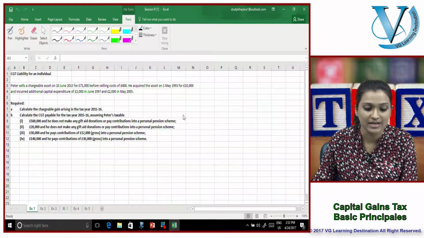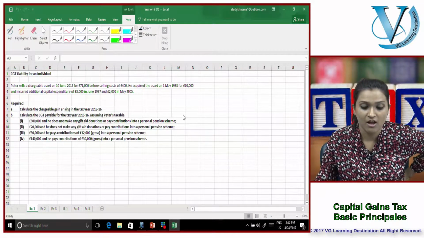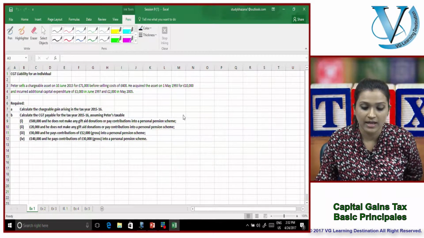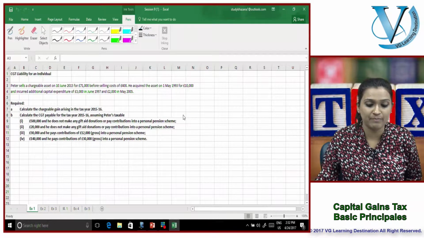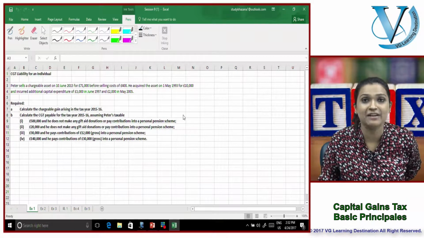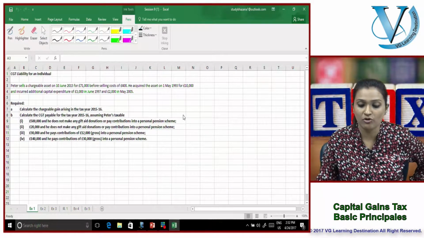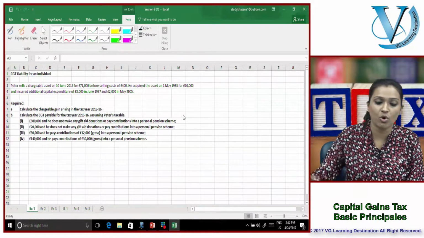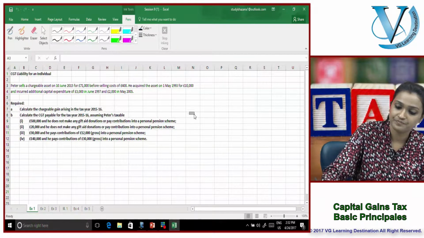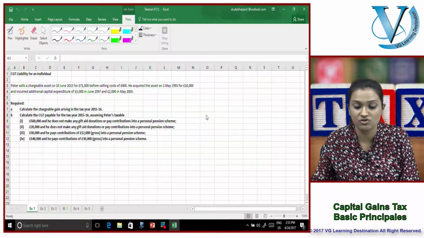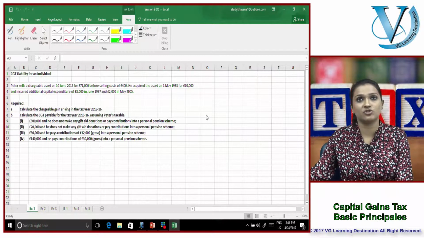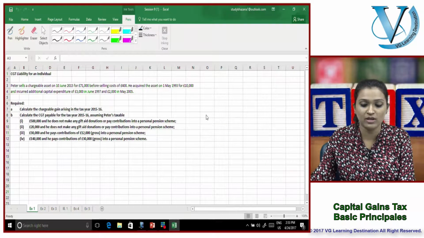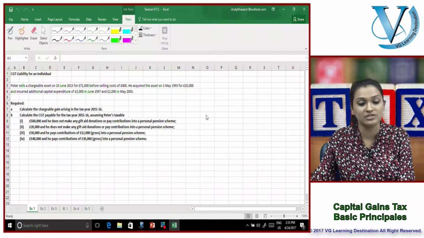We go into the question. Calculate the CGT payable for the tax year 15-16, assuming Peter's taxable income of £50,000 and he does not make any gifted donations or pay contributions in a personal pension scheme. Because there is going to be no extension of the basic and the higher rate bands. Then £20,000, he does not make any gift or donation and pay contributions to personal pension scheme.